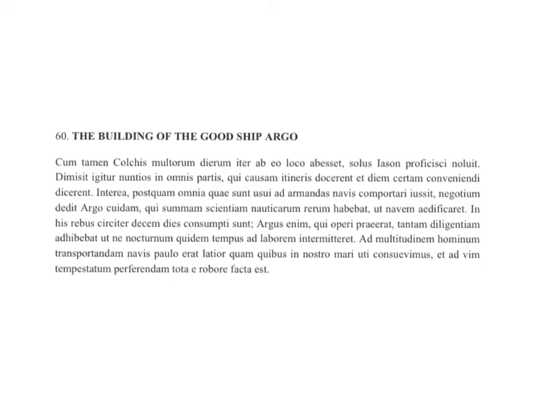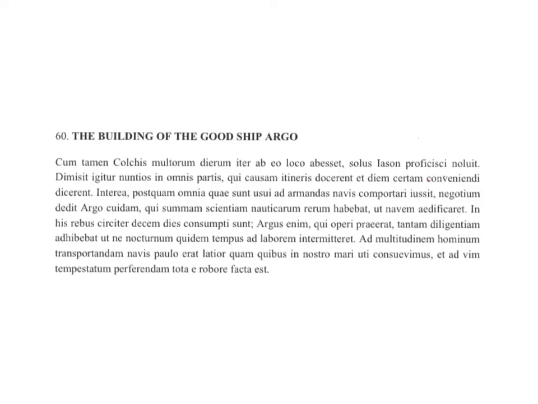Since colchis was a journey of many days away from that place, abesset, imperfect subjunctive. Jason, noluit, did not want to, proficisci, did not want to advance alone. Proficisci, you could look at there and think to yourself, why does that look like it is a present passive infinitive? Well, it looks passive because it is a deponent verb, therefore it looks passive but is translated in the active. So Jason did not want or refused to set out solus, alone.